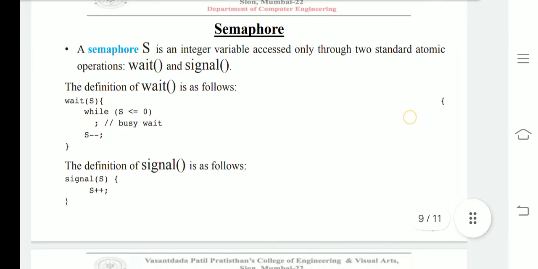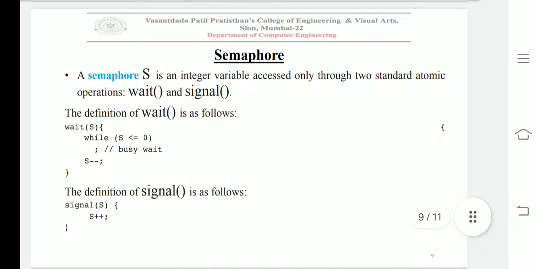So now I am proceeding with the semaphore. A semaphore is an integer variable which is accessed only through two standard atomic operations, that is the wait operation and the signal operation. When one process modifies the semaphore value, no other process can modify it. Here you can see the definition of the wait and signal operations.